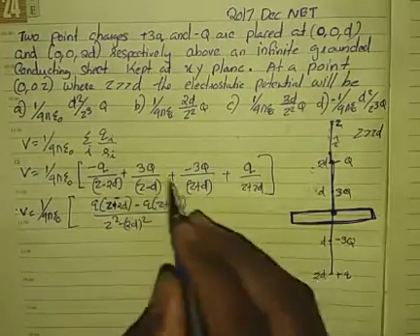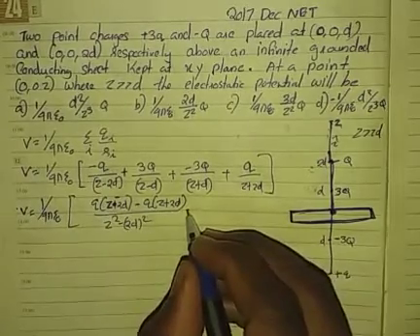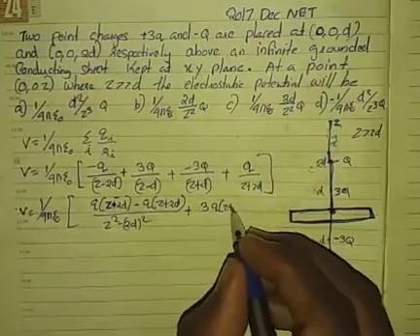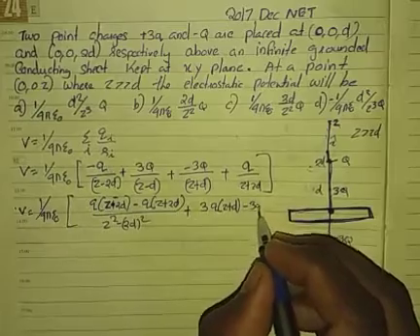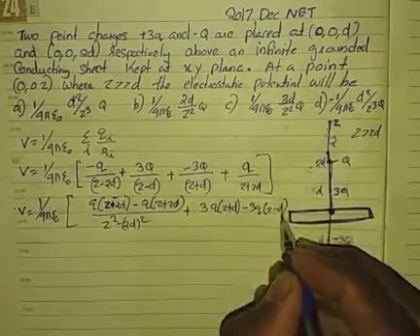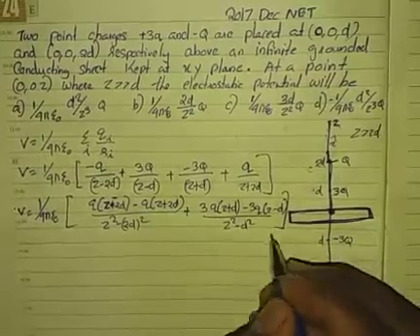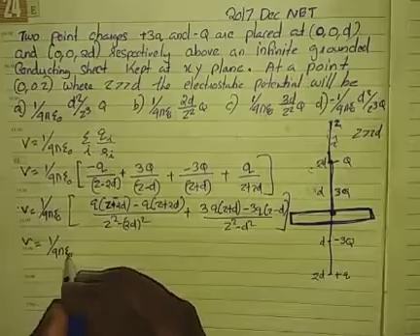What I did was just cross multiply and take the product of the denominators. Similarly, 3q into z plus d minus 3q into z minus d by z square minus d square. The same I did there. Now it's just numerical evaluation here.